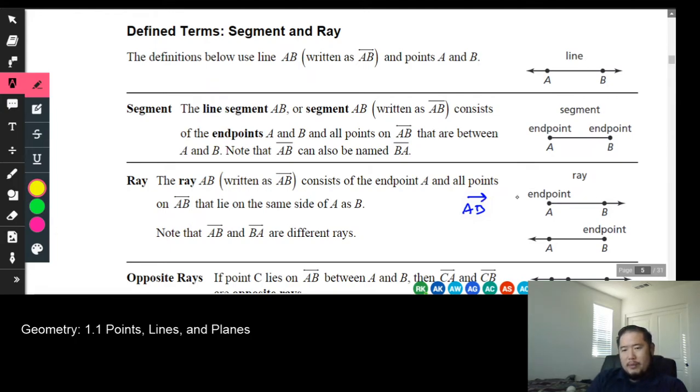So with the one right below it, you cannot call this ray AB. If you do, that's incorrect. This one right here is going to be called ray BA.